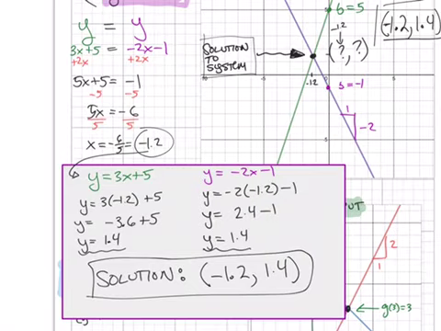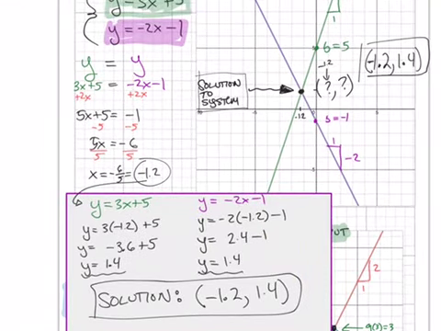I found it by substituting in, by taking this y value and replacing it with a whole expression, and that gave me this 1 point. That 1 point has an x value of negative 1.2 and a y value of 1.4. And so this is the one ordered pair that will solve the green and the purple equations at the same time, representing the 1 point that's on both lines.